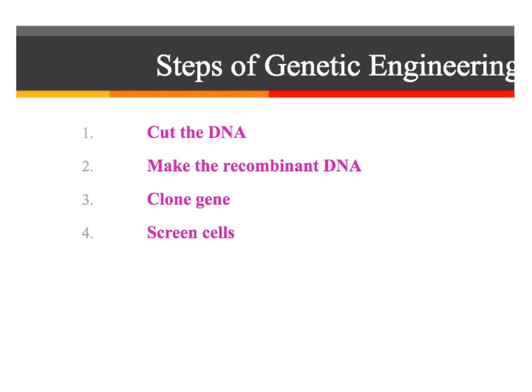All right, then on the back, the second page of notes, it goes through the steps of the genetic engineering process. You need to know these steps in order. First is to cut the DNA using restriction enzymes, of course, because we know restriction enzymes cut DNA at specific sequences. We make the recombinant DNA, so that's the DNA from 2 or more sources. We clone it, which is basically just letting it reproduce. And then we screen the cells using antibiotics.